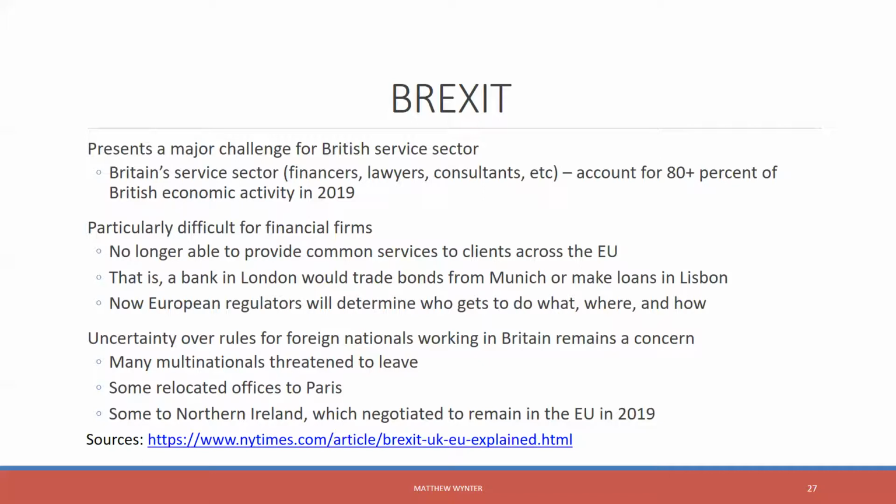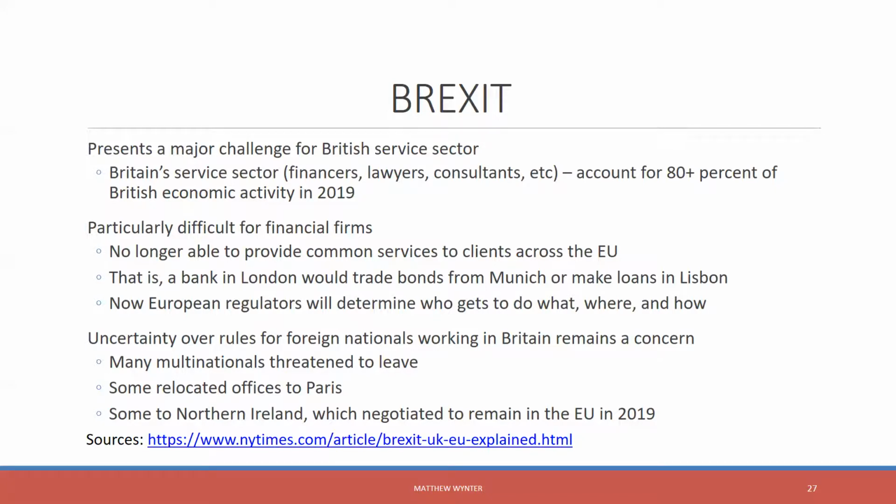And there were cases reported, at least in the New York Times, of Britons abroad already being told that their bank accounts would no longer be there. Their bank accounts were going to be closed because of this inability to provide services commonly across Europe. There's massive uncertainty over rules for foreign nationals working in Britain, and that still remains a concern.